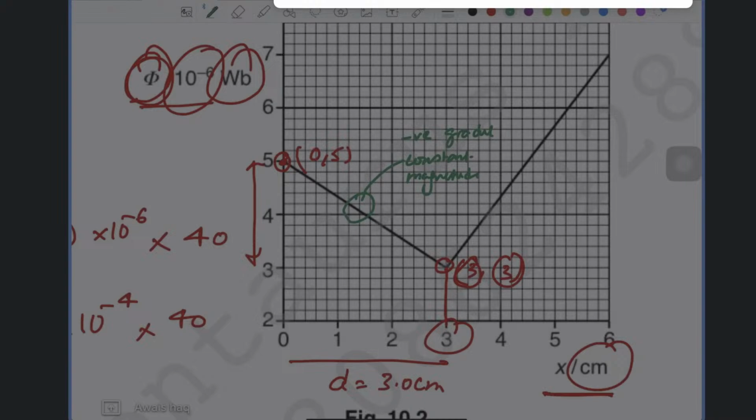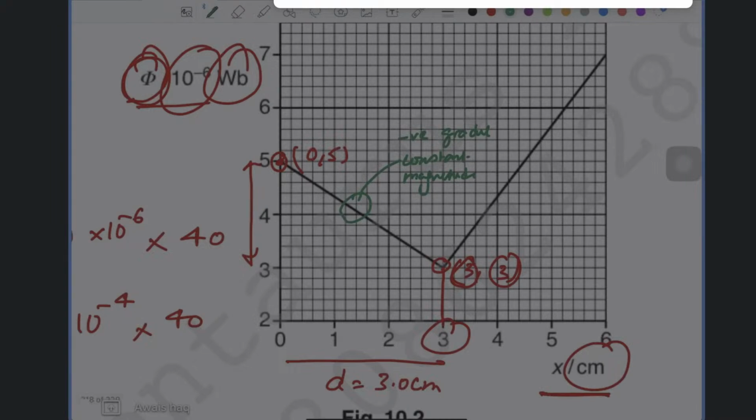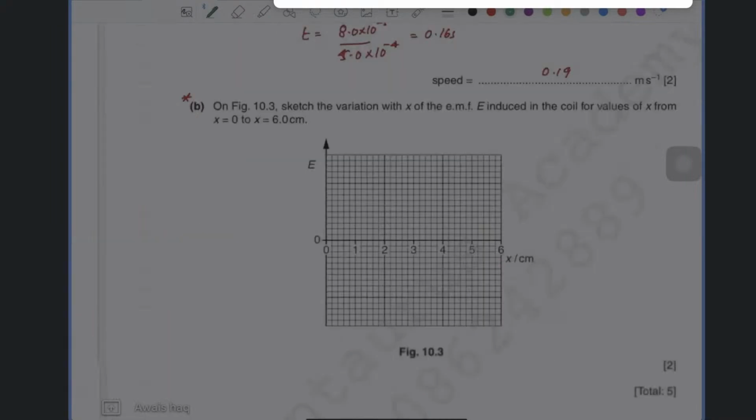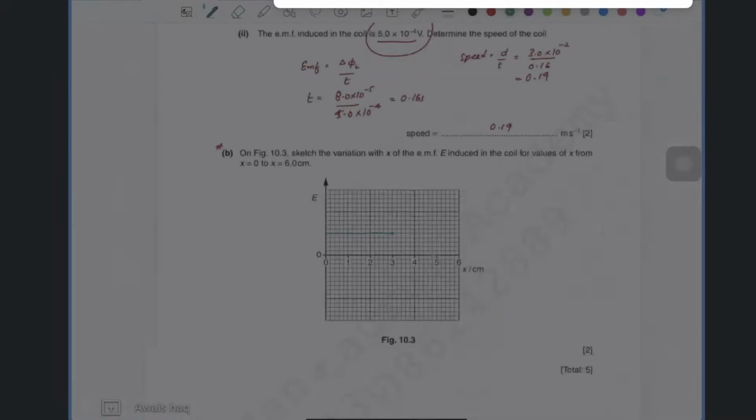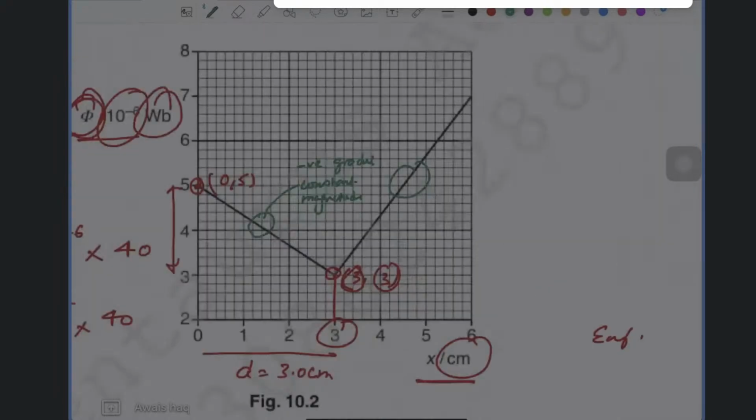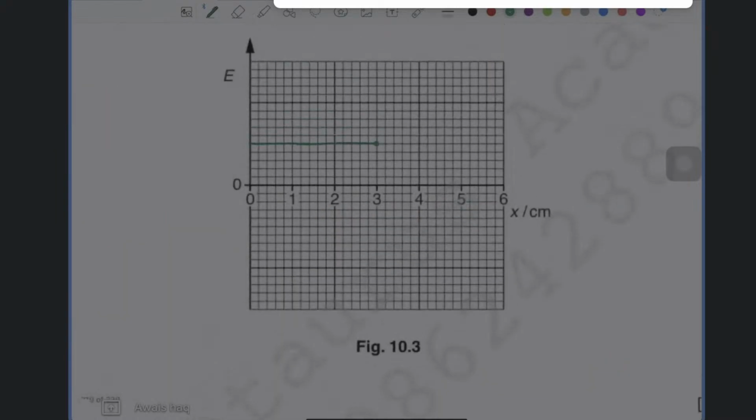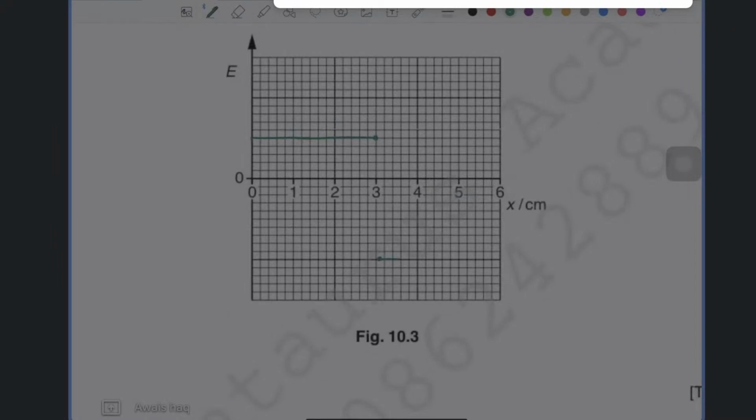Which means I have to draw a positive constant value of EMF till 3 like this, and then on the other side this line shows a positive gradient and constant value, which means EMF is the negative of that, which means it will be a greater value because the gradient has a greater value in the negative side. Do you guys understand this? Like that.